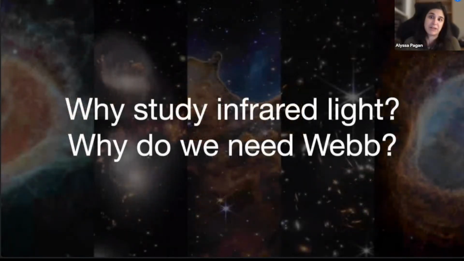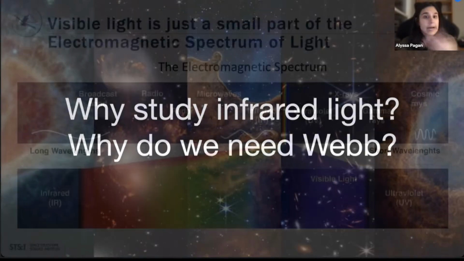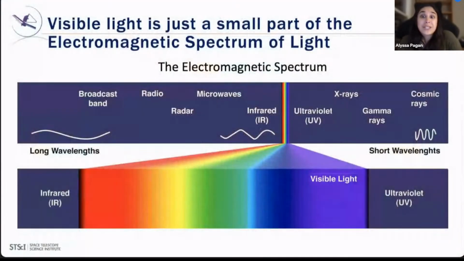So why do we care about infrared light, though? Why do we need an infrared telescope? As you guys know, the electromagnetic spectrum is tons of different wavelengths of light, and visible light is just a fraction of what we can see. If we only understood that fraction, we'd be missing so much. We'd be lacking a huge understanding of how the universe works. And we also wouldn't be able to utilize a lot of the technology that we do, like just using our remote controls, microwaves, all that stuff.